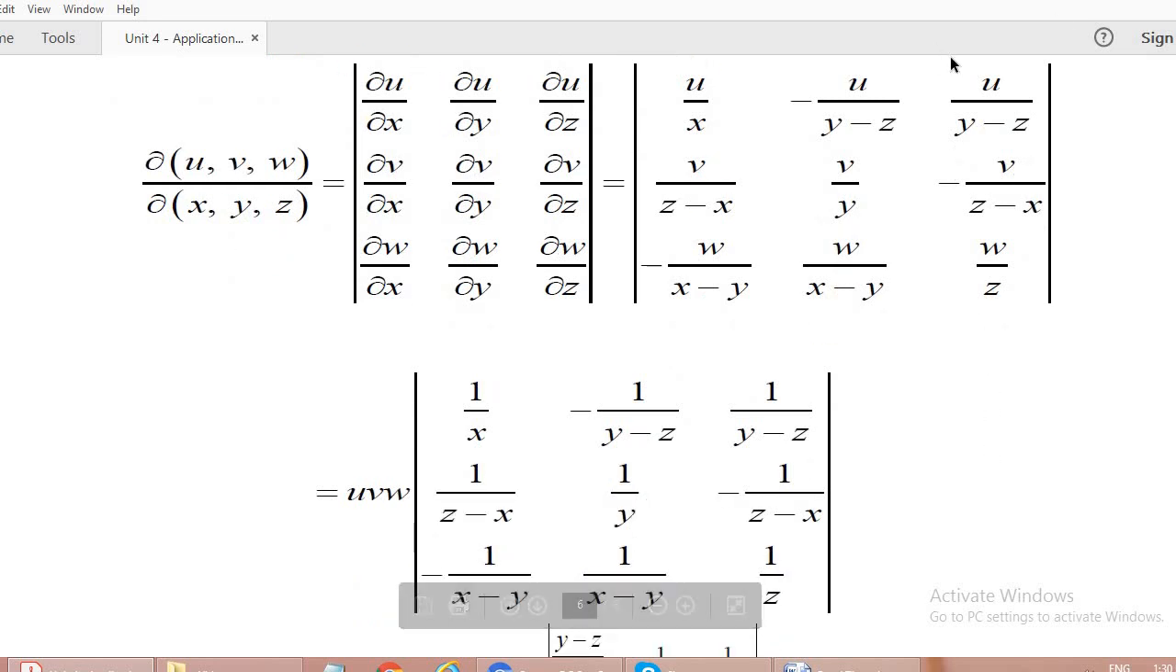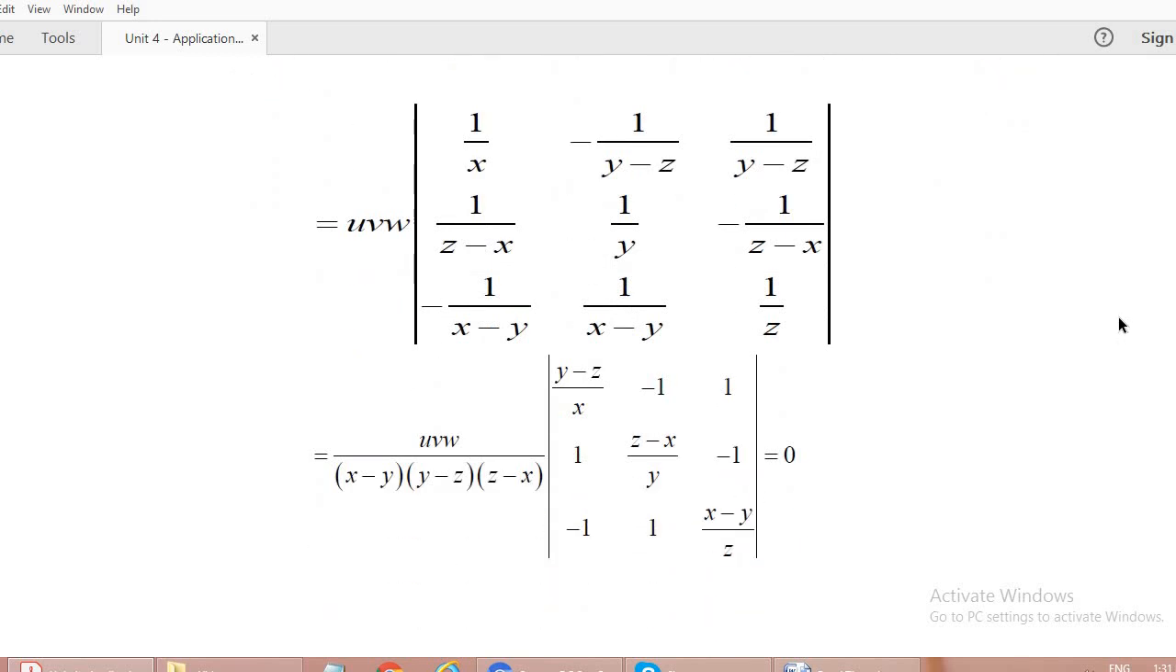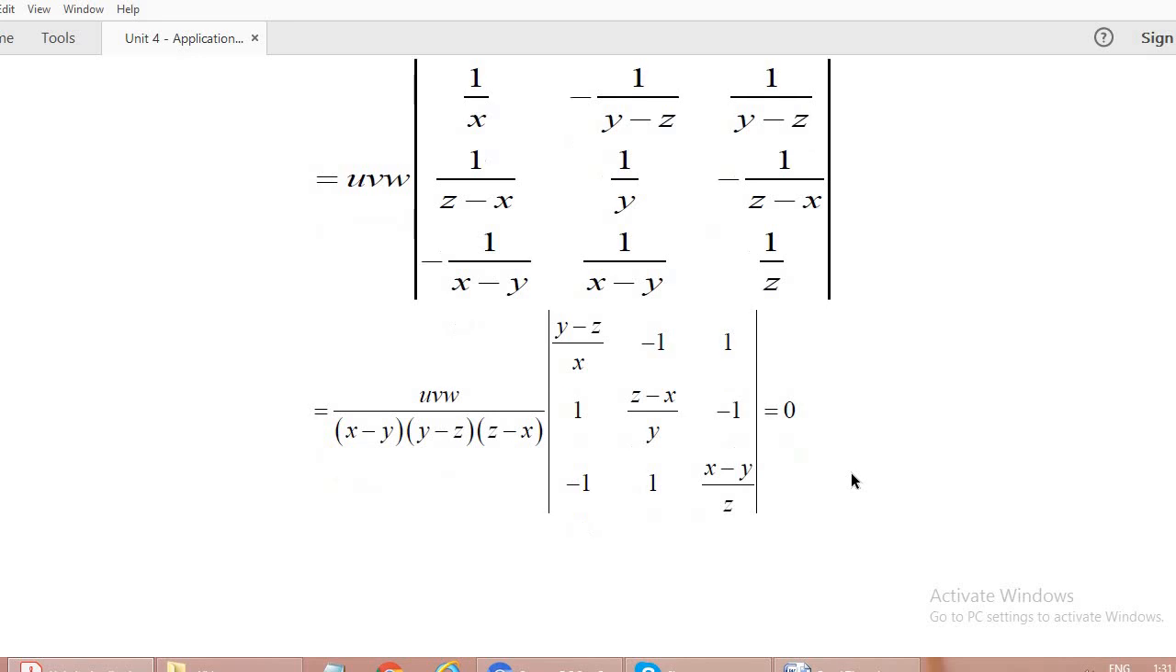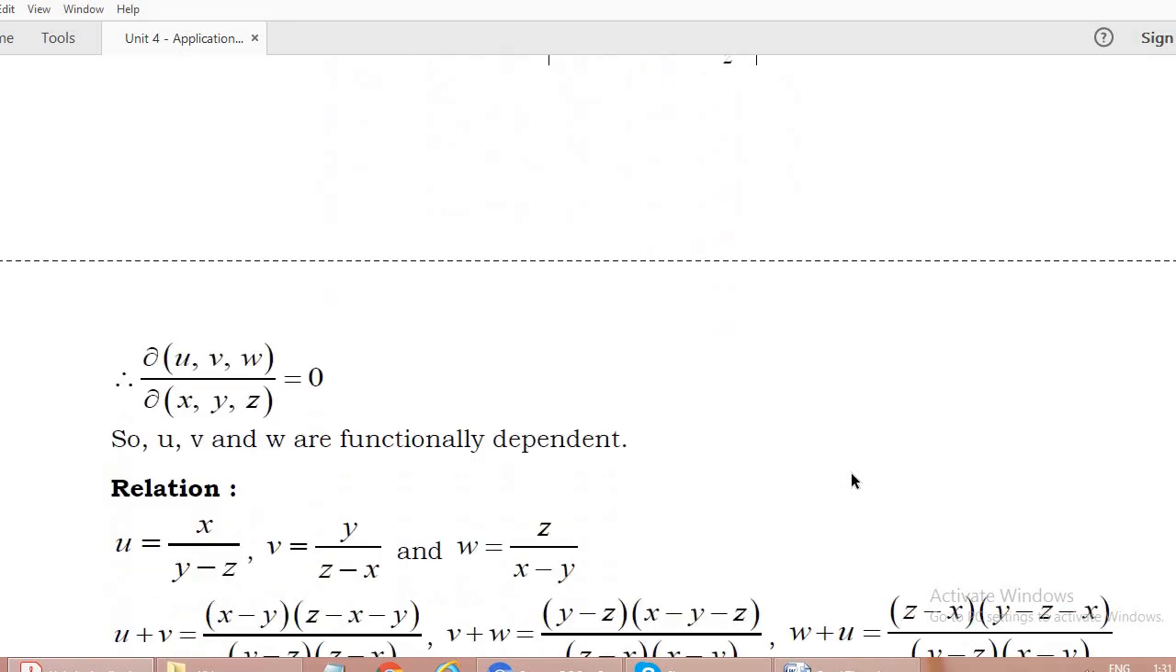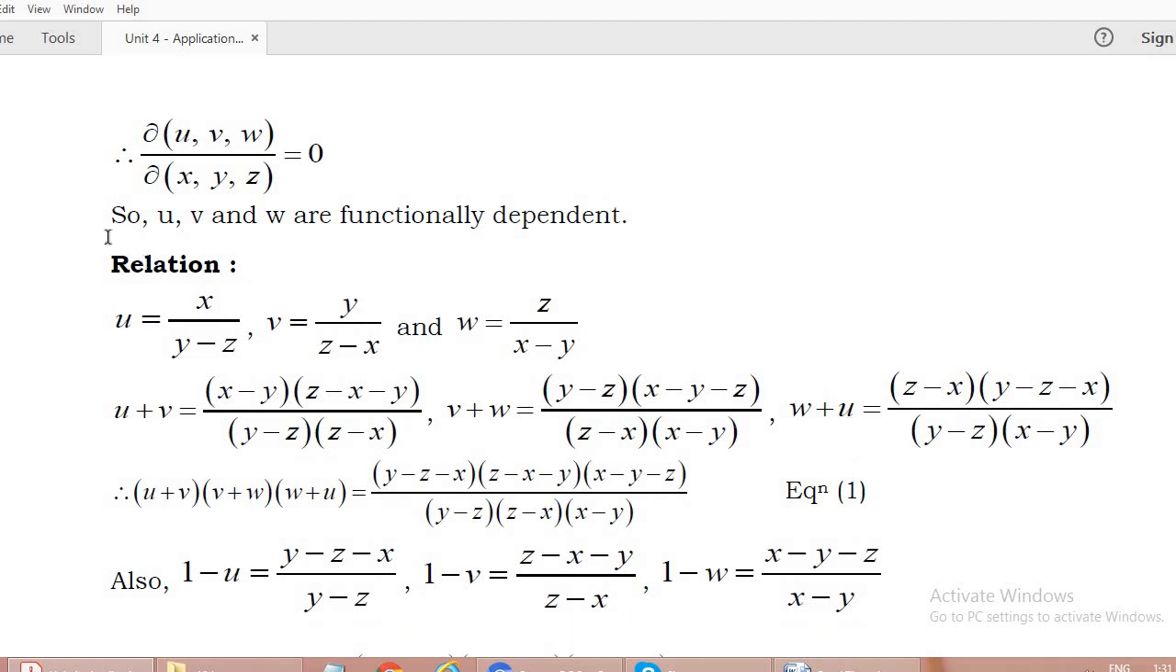Now, for easiness, from the first row u is taken outside, from the second v, and from the third w, and this is the remaining part. Again, in the next step, 1 upon y minus z from the first row, 1 upon z minus x from the second, and 1 upon x minus y from the third row is taken outside, and this is the remaining part. After simplification, the value of this determinant is coming as equal to 0, and the Jacobian is 0. So u, v, and w are functionally dependent.